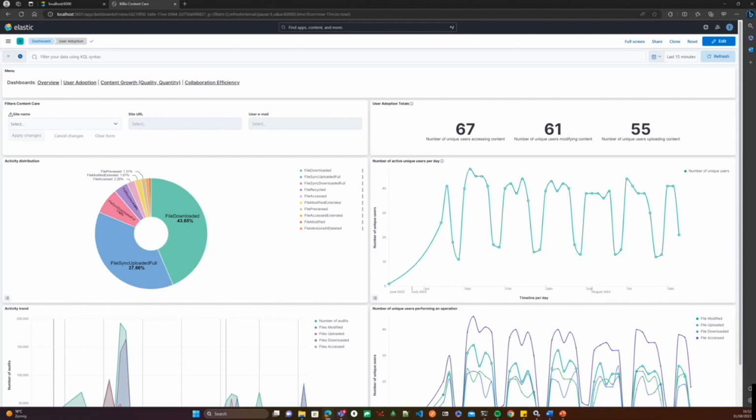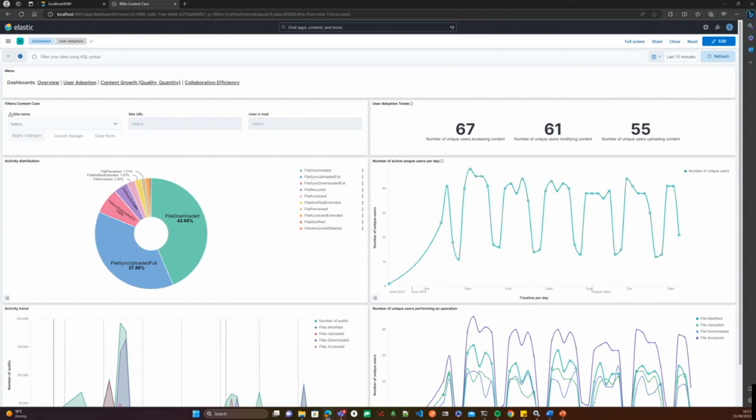Just below that, we have the activity distribution, which shows us how evenly the activities are distributed. And this gives us a peek into how effectively SharePoint is being used. So for example, in this visualization, we can see that downloaded files make up the majority of file-related activities over the last 8 weeks with 43.65%. And already this raises an eyebrow because it should be lower than that.